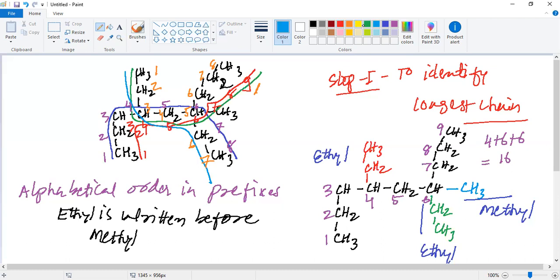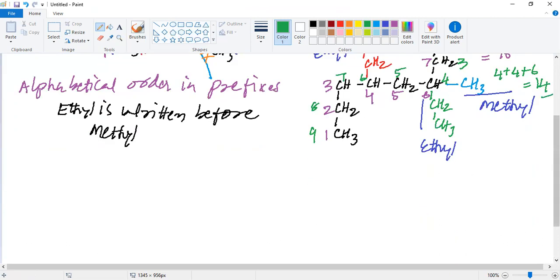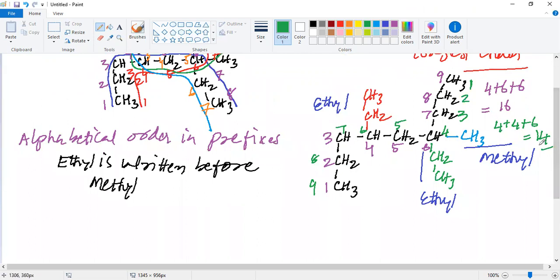Now if we give the numbers in this manner, my dear student, then what will we have? Let us look at. Suppose we give the number 1, 2, 3, 4, 5, 6, 7, 8, and 9. Then here we have 2 times 4, so it's 4 plus 4 plus 6, that is 14. So now you can see that the way which is green color, the numbering given is correct because it is the lowest sum.